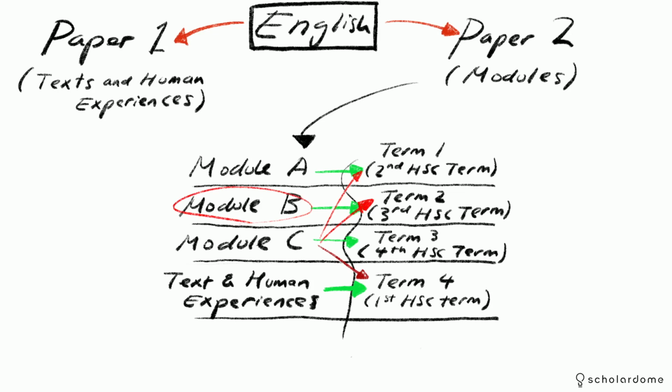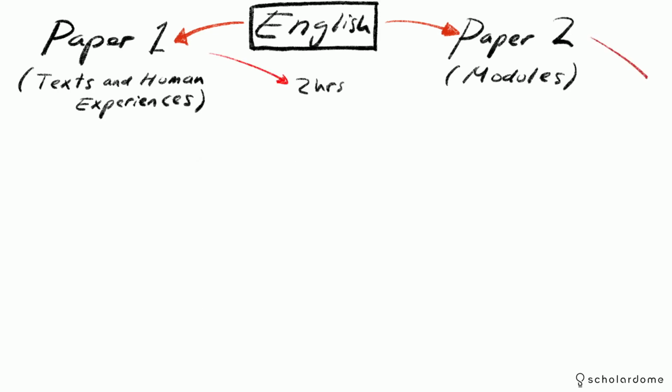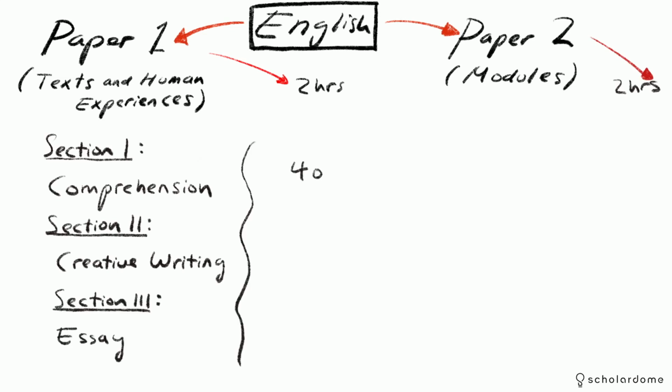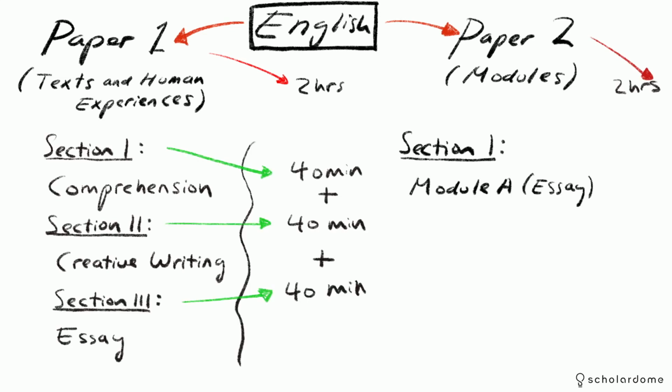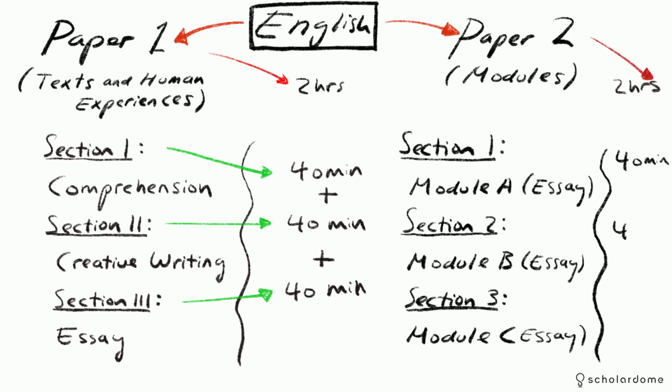Now, up until very recently, Paper 1 and Paper 2 were 2-hour exams that were both split into 3 sections. For Paper 1, there used to be a comprehension, creative writing, and essay component, and for Paper 2, there used to be 3 essay components for each of the modules.